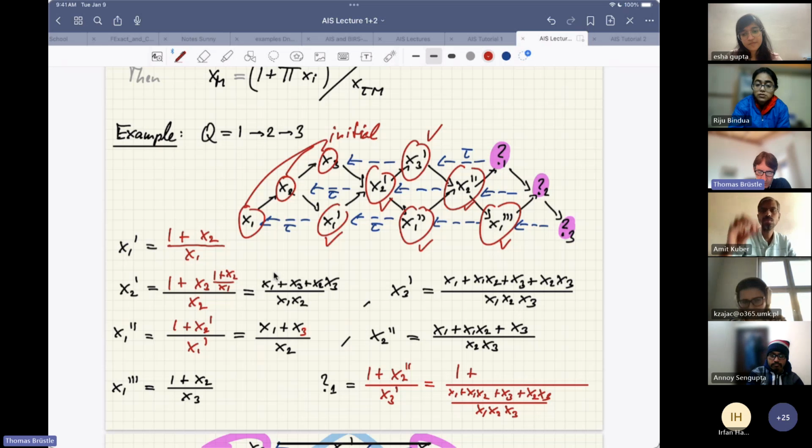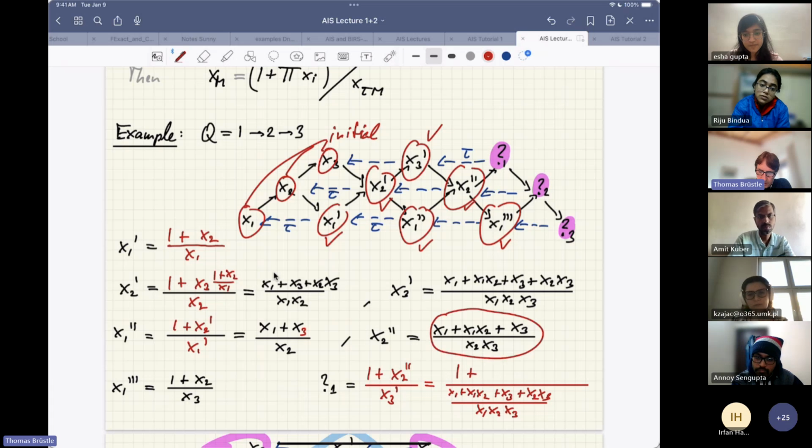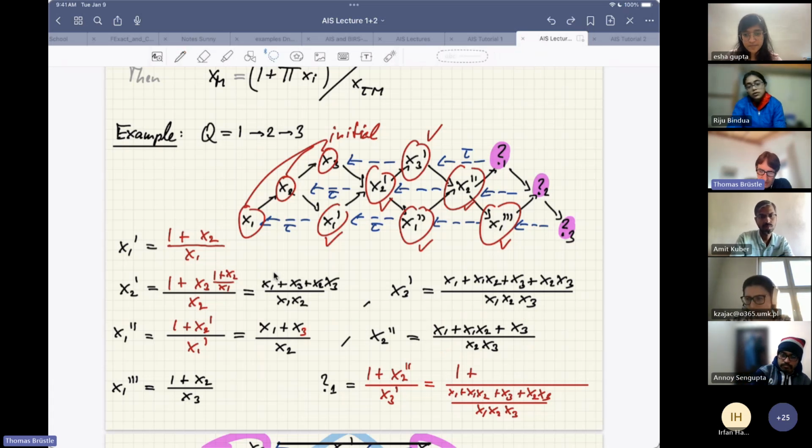And what do I have in the numerator? 1 plus x2 prime, x2 double prime. X2 double prime was the part I just copied down here, right? So let me do that. So this one goes right here. That's perfect.